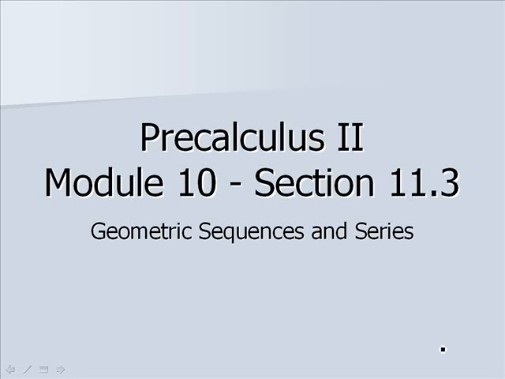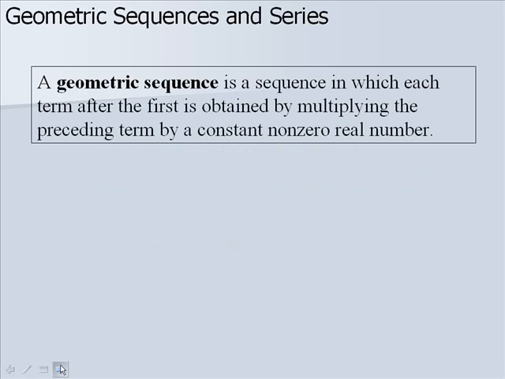Module 10, Section 11.3, Geometric Sequences and Series. A geometric sequence is a sequence in which each term after the first is obtained by multiplying the preceding term by a constant non-zero real number.